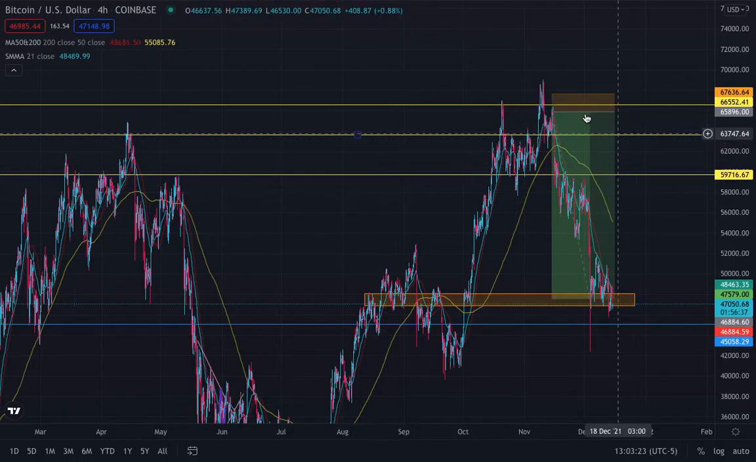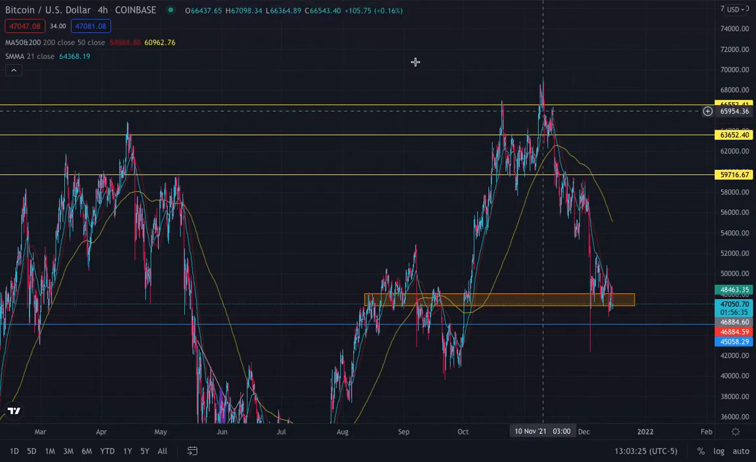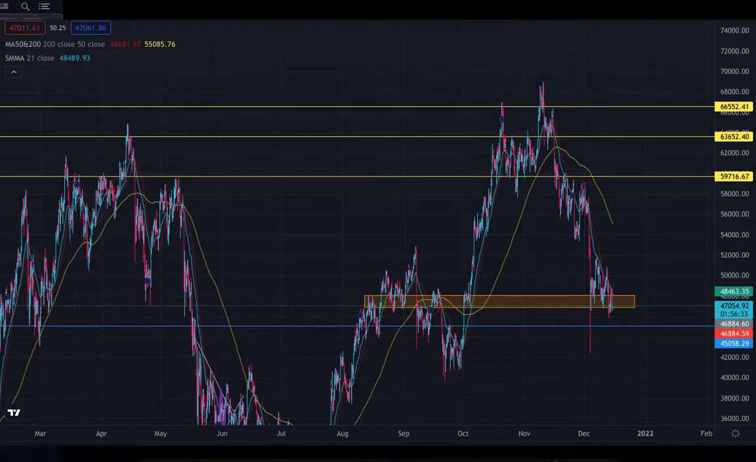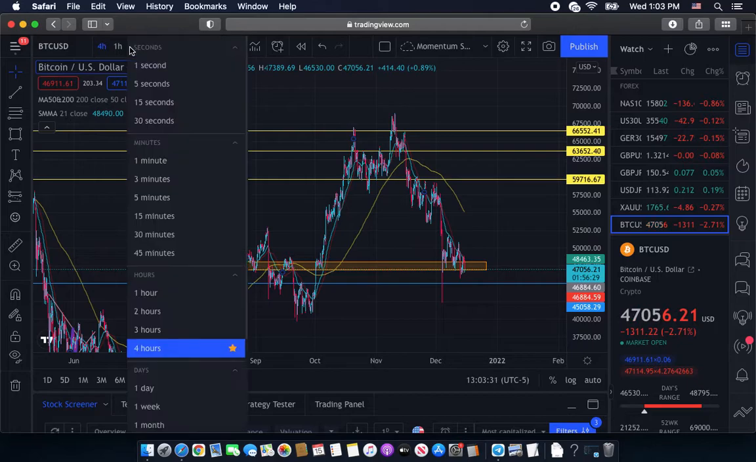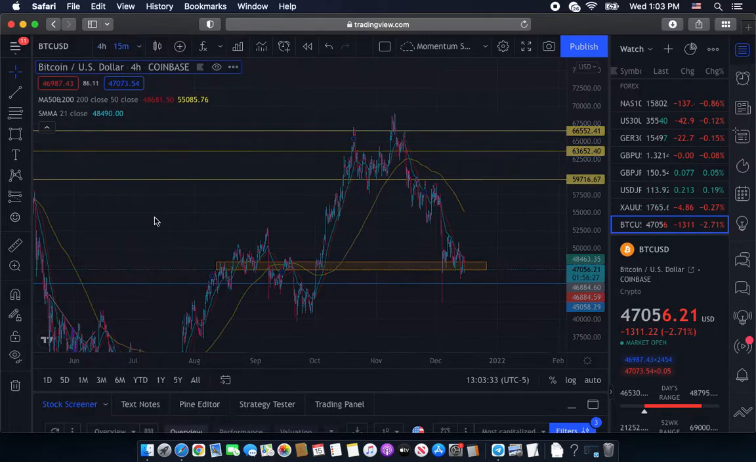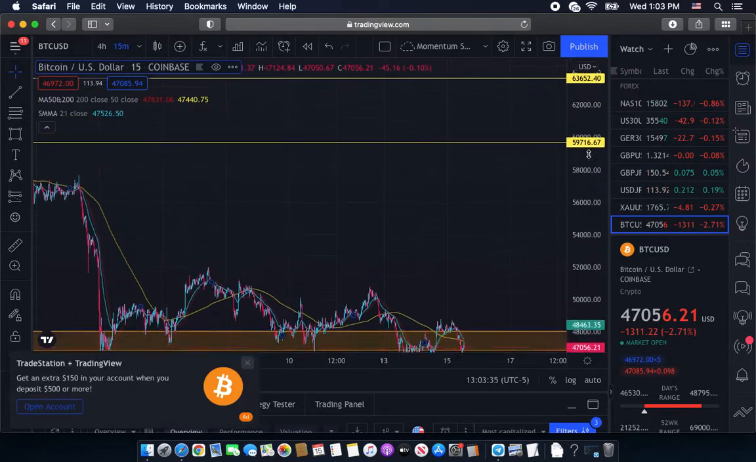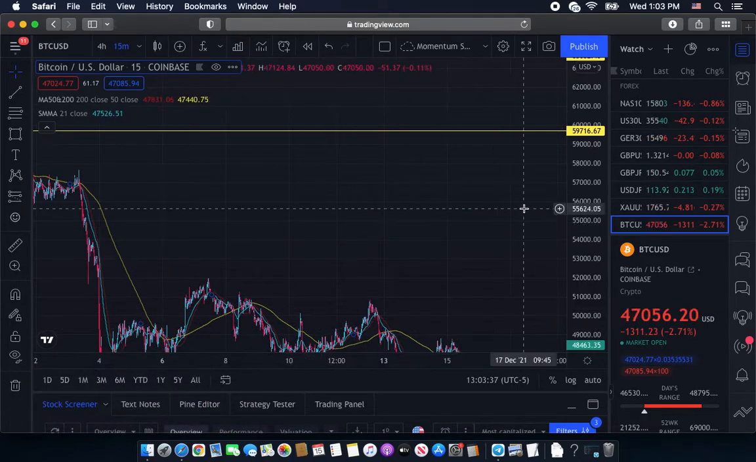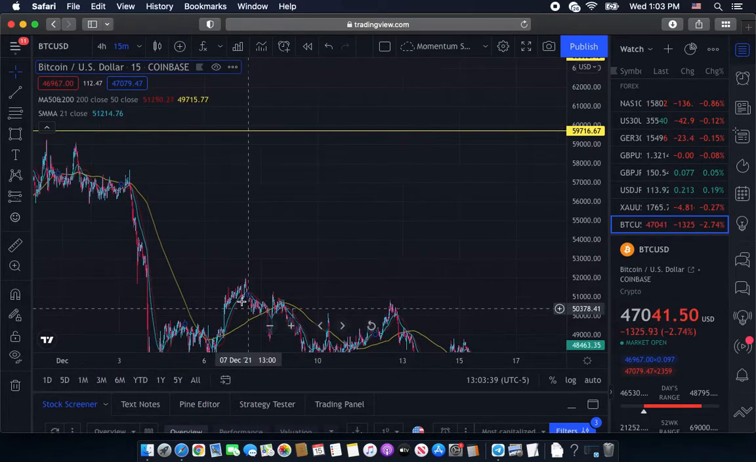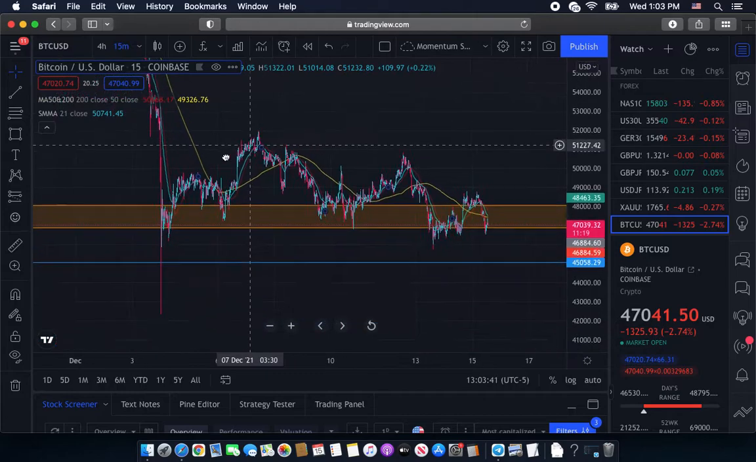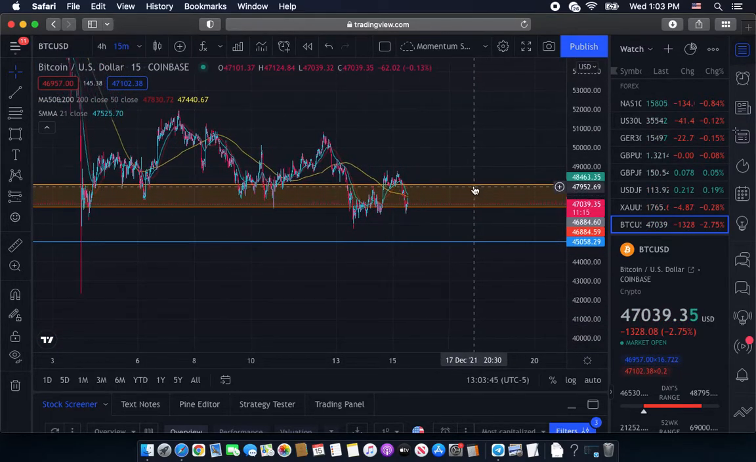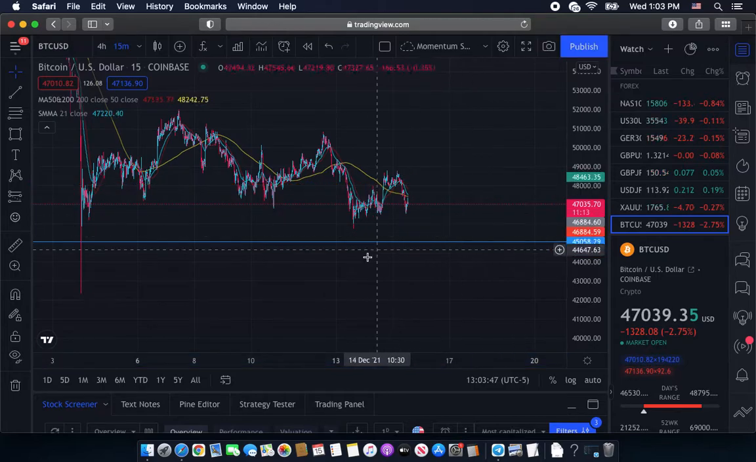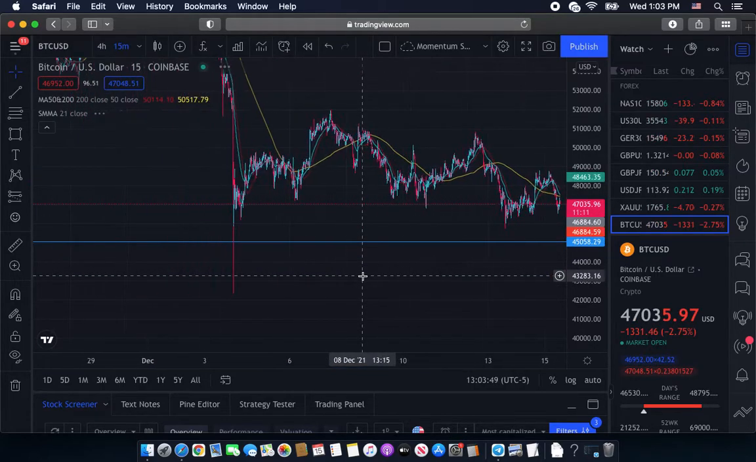But I digress. I'm going to take this off, and we're going to change it up a little bit and look at some lower time frames. We'll start with the 15-minute. I use this on my phone more than I do on my computer. I think it's just easier to read.